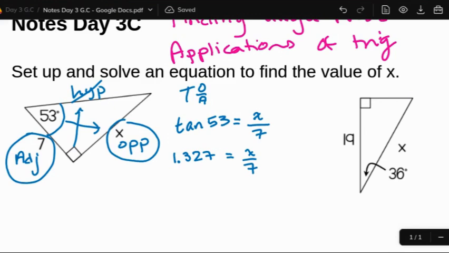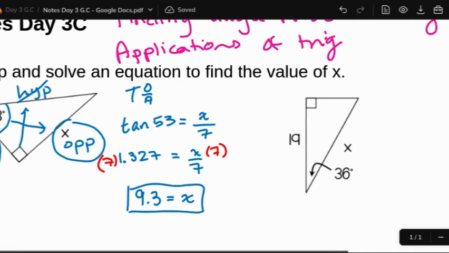And because they are both equal to, the variable is on the numerator, it means that we're going to multiply both sides by 7. And that'll get us a value of 9.3 rounded to the tenth for our x.